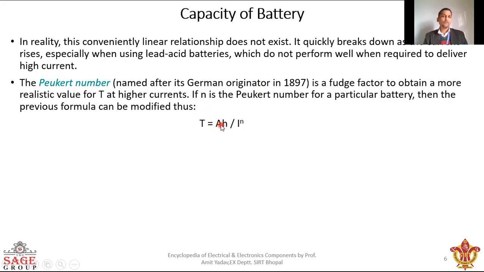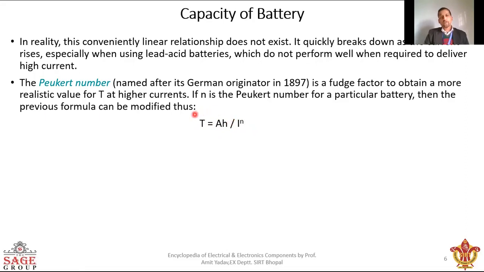After doing a small modification in the previous formula, the new formula for calculating the battery capacity is T equals to AH upon I to the power n, where this n is your Peukert number, which is normally provided by the battery suppliers of every type of battery category. Here T is the time period for which this battery will give you that much of current.